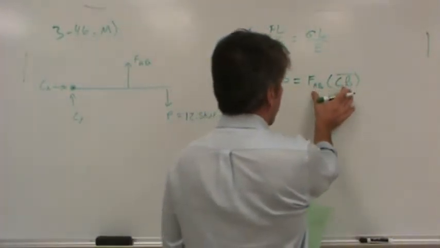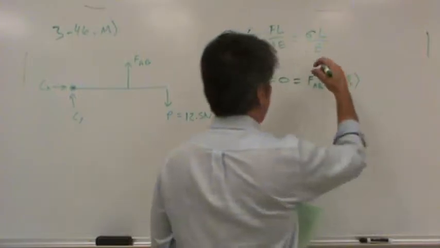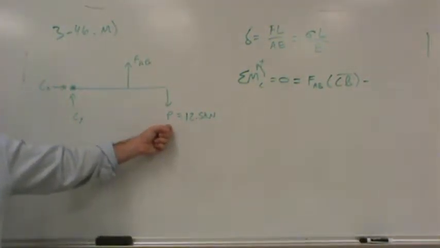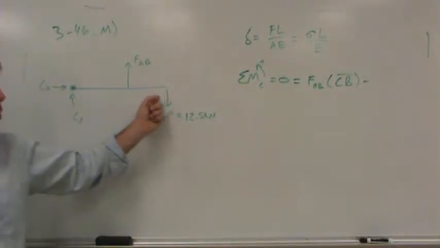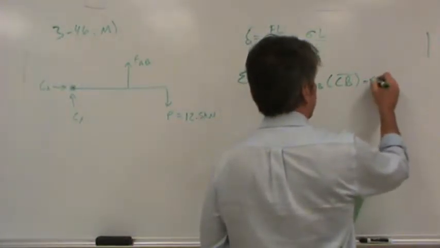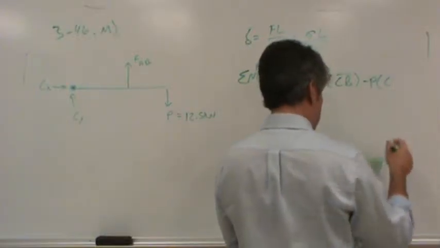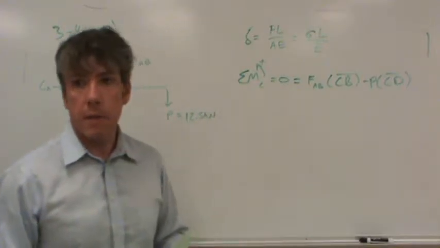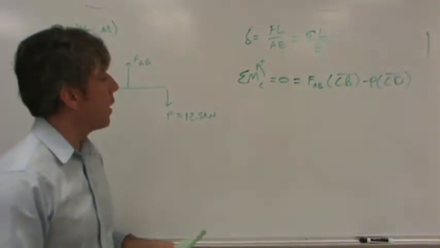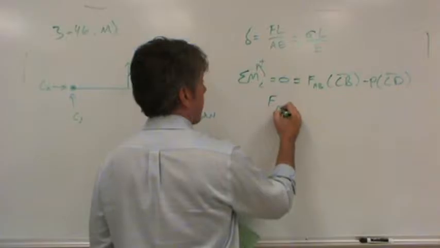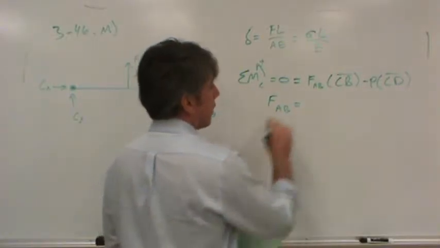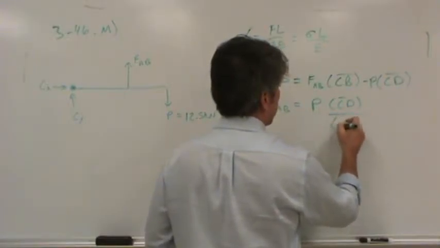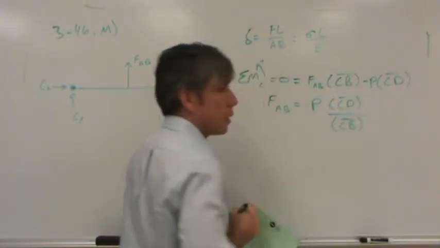So there's the moment of FAB, and notice it's a positive moment. Then we have to subtract off the moment due to load P. Now that distance is 4 meters, but again, I will write it as P times the distance between C and D. Did I get those points right? Okay, I think I did. So basically, I want to solve for the force in rod AB. It would be equal to P multiplied by the distance between C and D divided by the distance between C and B.